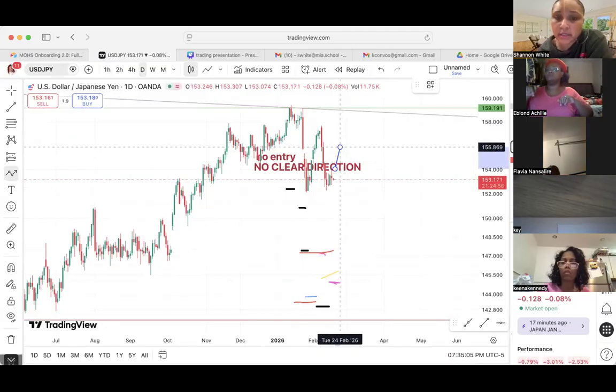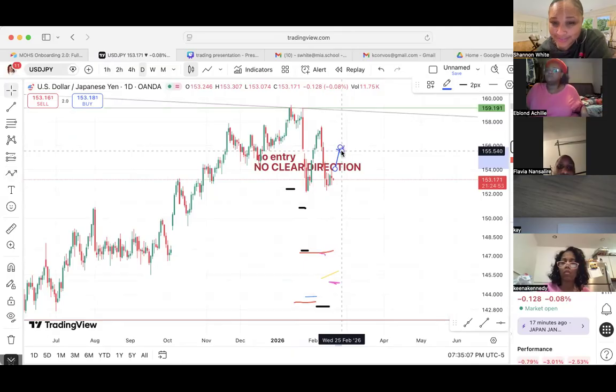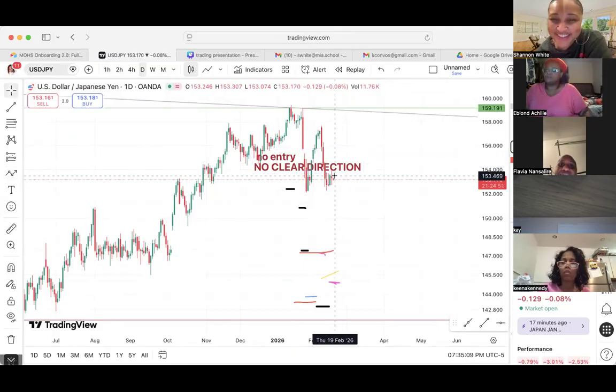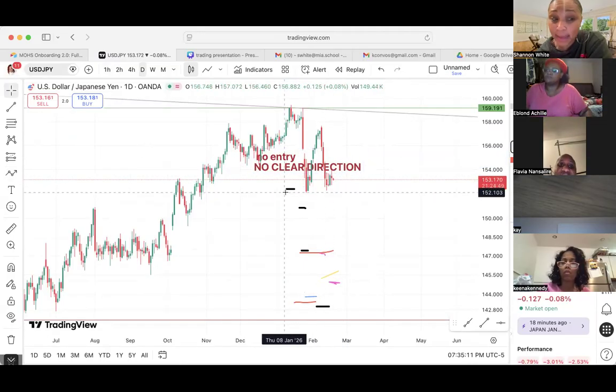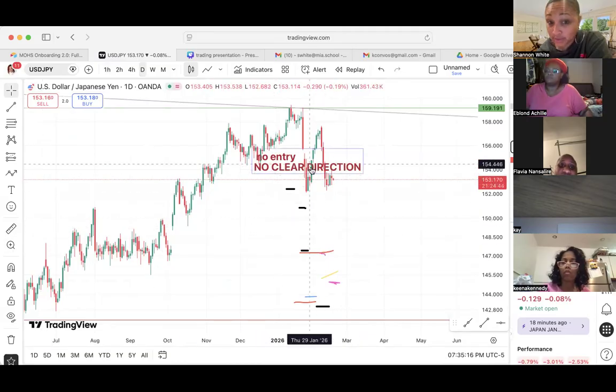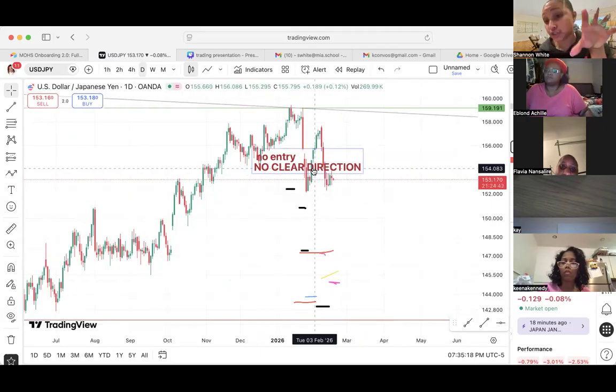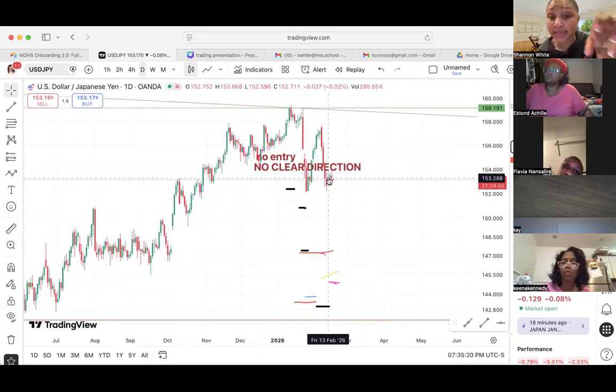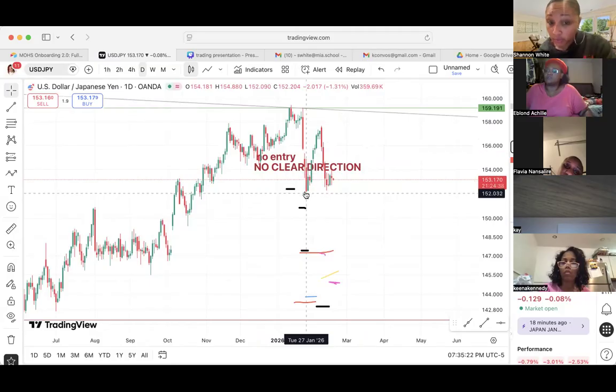The difference is, and y'all are actually looking at my actual chart, you can see I put myself in timeout when it's not clear direction. So this is my note to myself: no entry. Don't even try it, girl. It's not clear. There was a lower low here, right? It went back up and now it's just kind of in the middle.